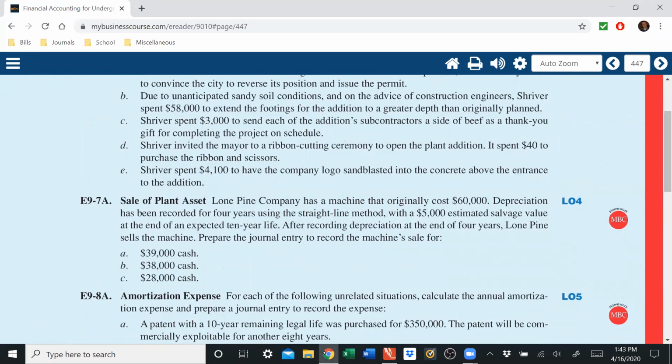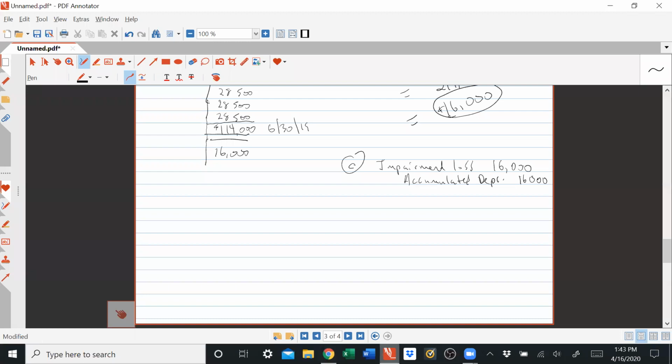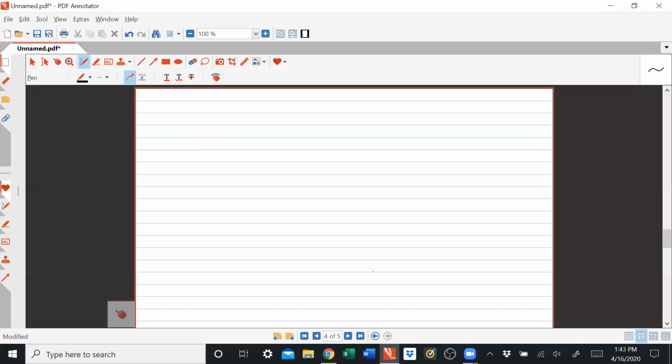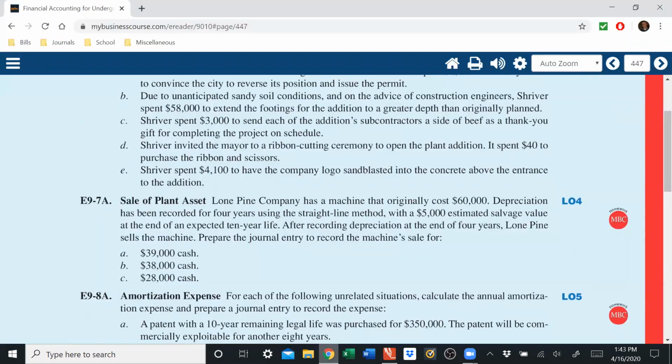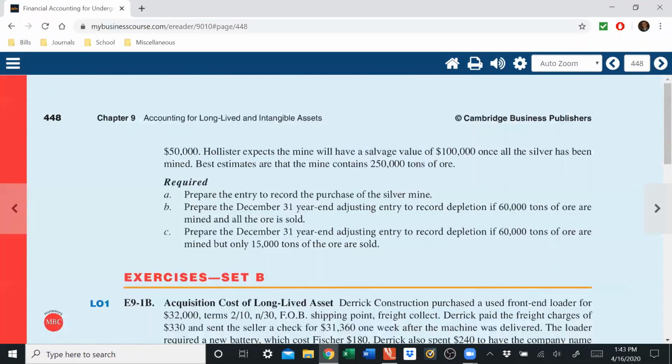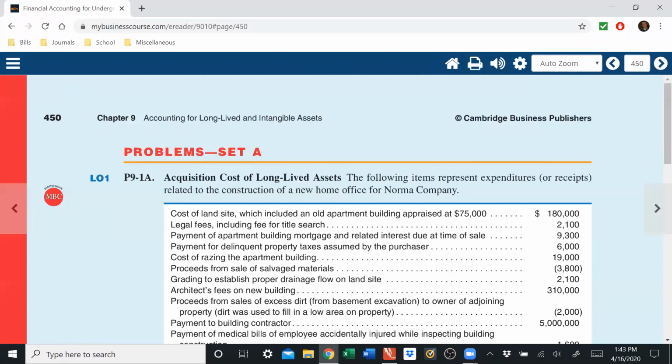All right, let's move on and do another one. Let's see, what do we want to do? Let's do problem 9.3a. Getting into depreciation. Let's jump all the way ahead to depreciation methods.